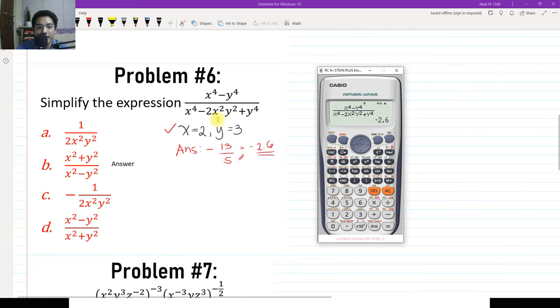Since one of the choices is a simplification of this expression, if we substitute the values of x and y, one of the choices should equal negative 2.6. Let's first try letter A. We input a fraction, 1 all over 2 alpha x squared alpha y squared. We press calc and input x equals 2 and y equals 3. It's 1 over 72, so this is not our answer.